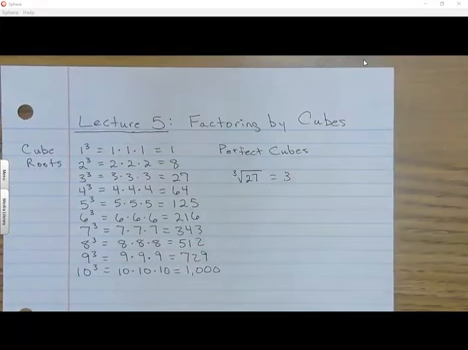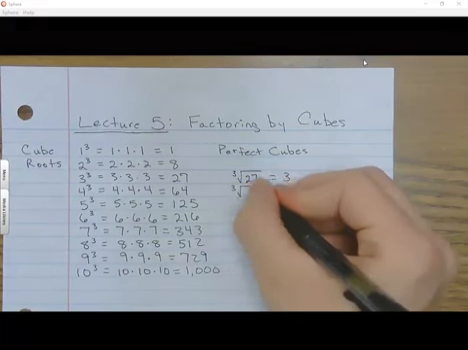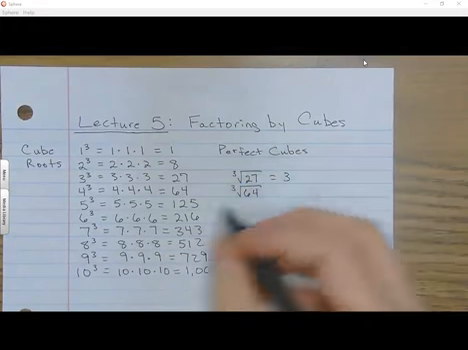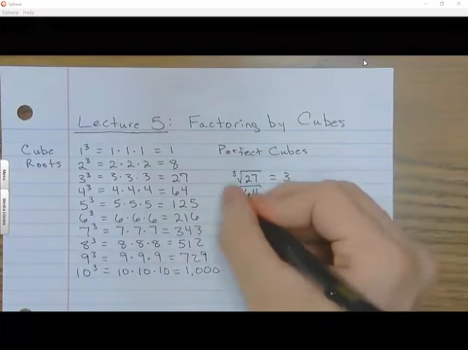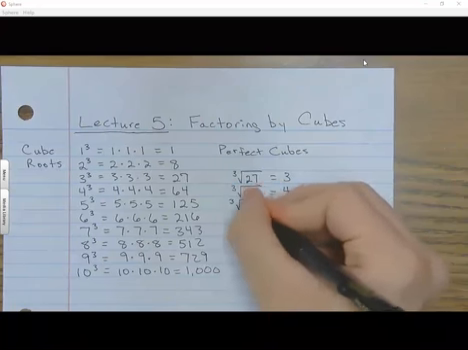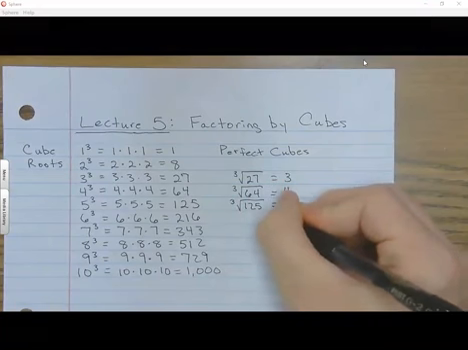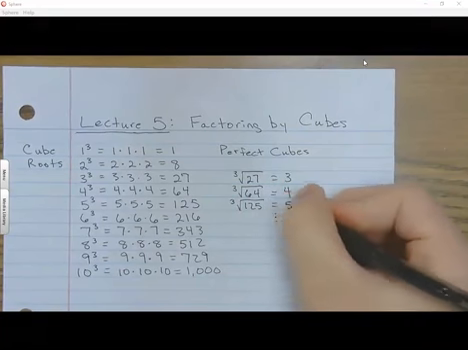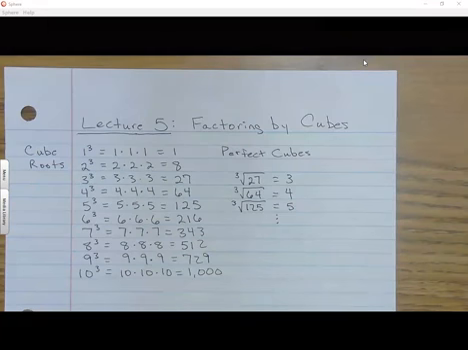Similarly, we can look at the next one, 64. What's the cube root of 64? That would be this 4 over here, right? And the cube root of 125, that is 5. So you can see how these things go in order. We're going to be using perfect cubes today to factor some polynomials. So let's go ahead and write down the formulas that I know.